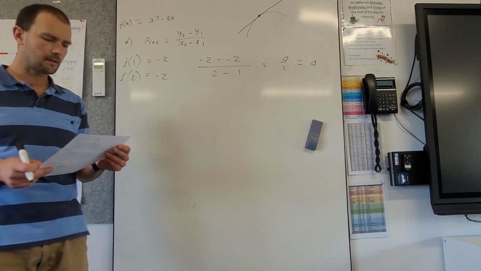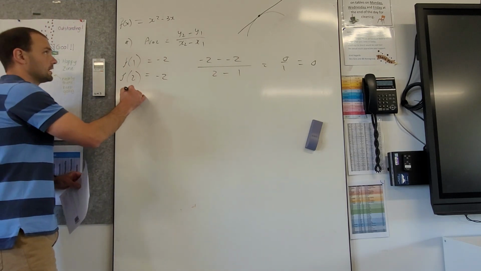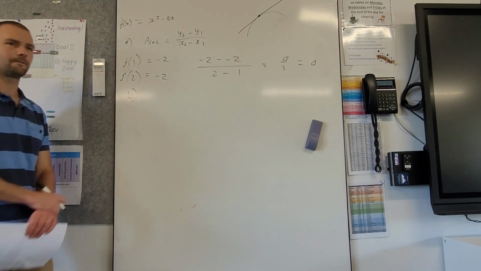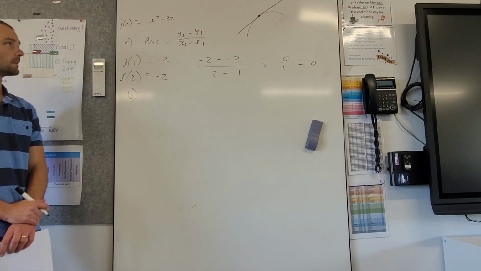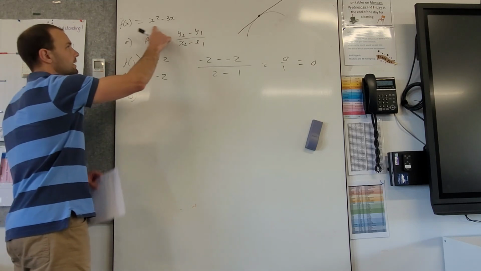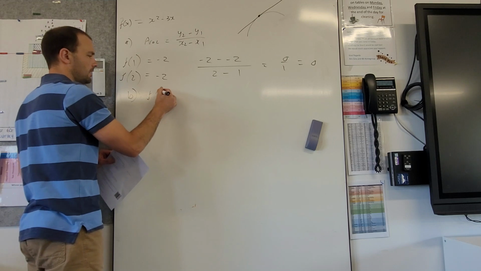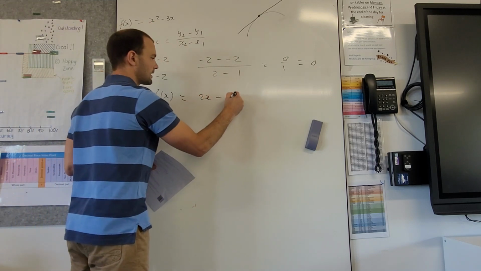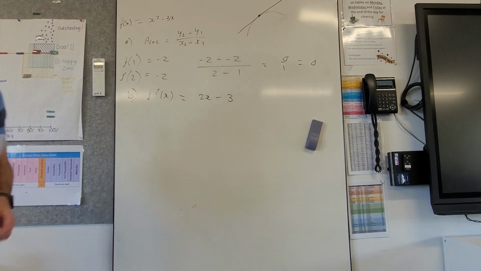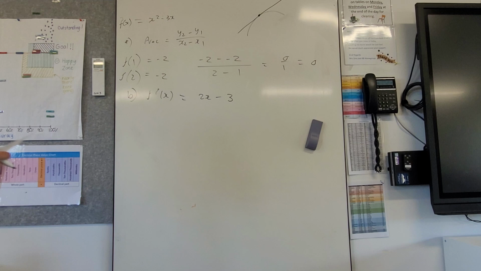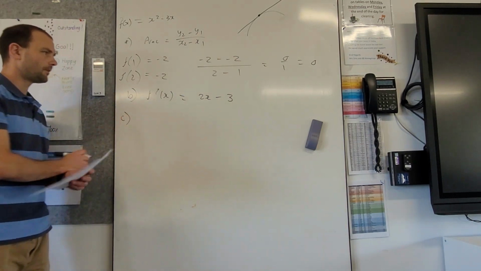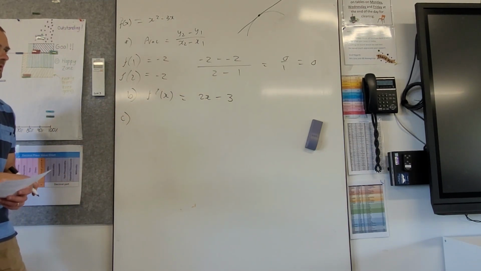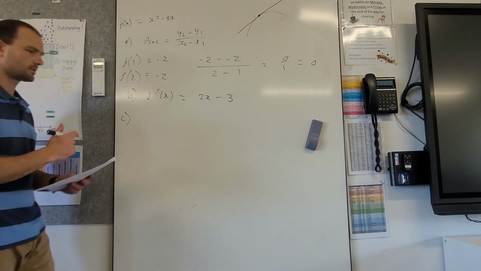Okay, so that's part A. On to part B. Find f dash of x. All right, so all we're doing is differentiating this function, right? So f dash of x then will be 2x take away 3. Part C. Find f dash of 2 and f dash of minus 2.